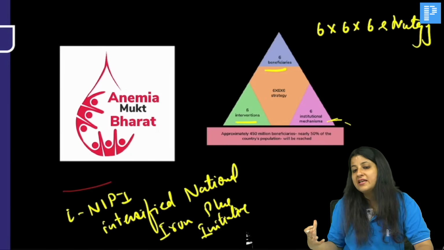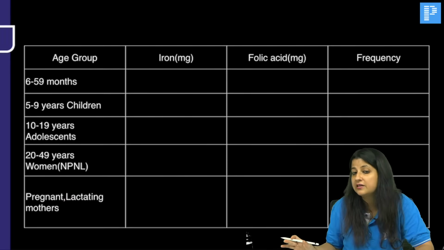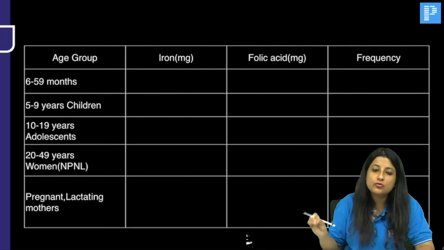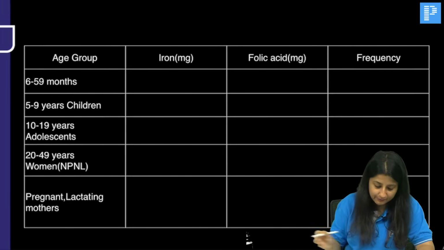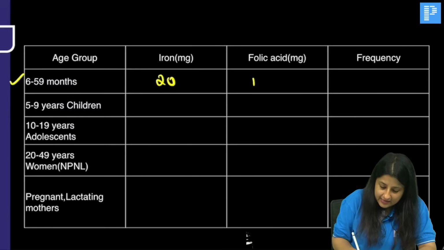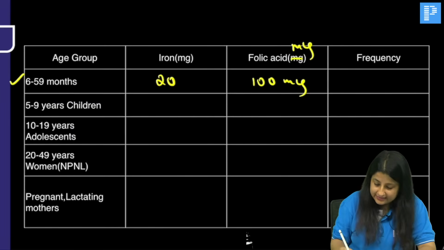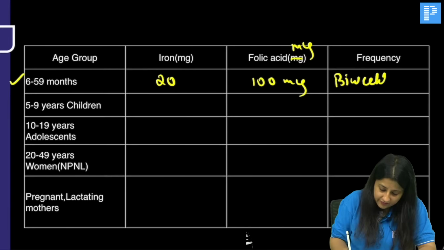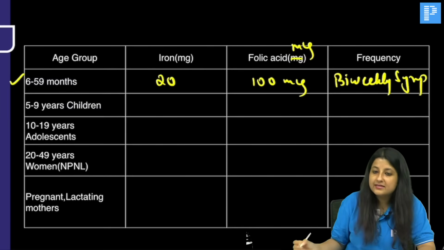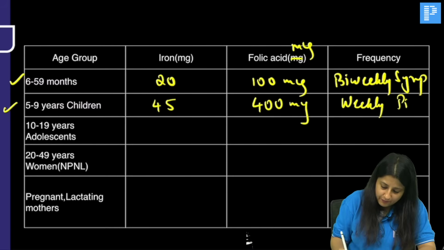And since we do Anemia Mukt Bharat, we should always talk about iron folic acid supplementation under Anemia Mukt Bharat. It is a must to revise prophylactic iron folic acid supplementation. 6 to 59 months, 20 milligram elemental iron, 100 microgram folic acid, not mg, microgram. This is given bi-weekly. And how do you give it, guys? You give it in the form of a syrup. ठीक है? 5 to 9-year-old children, 45 milligram iron, 400 microgram folic acid, given weekly in the form of pink tabs.